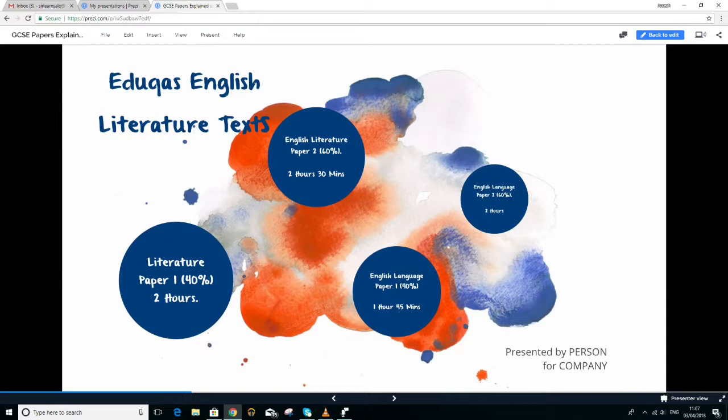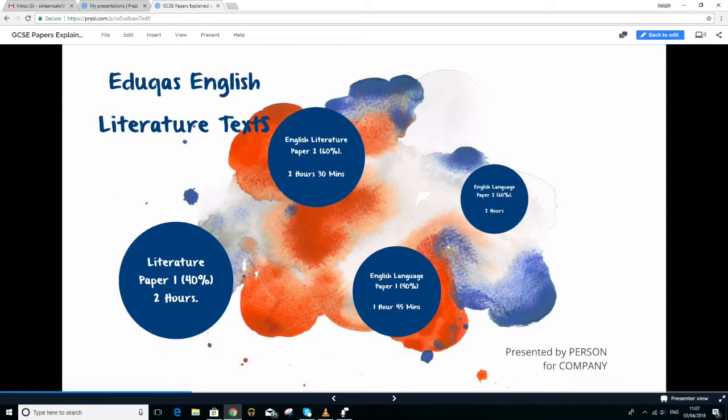Now, you might be sitting there going, do you know what, I'm really, really strong in English literature, but I don't have a clue about language, and vice versa. So my advice would be for you to work on whichever one you feel weaker on. So for instance, if you're sitting there going, I don't know how to answer the English language style questions, use your English literature text to write out yourself English language style questions.